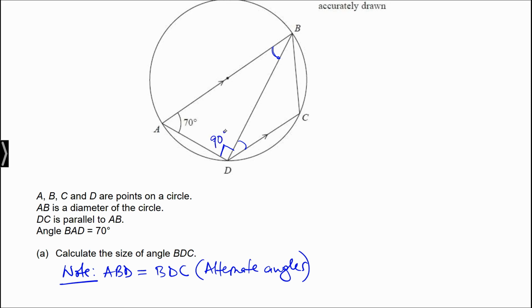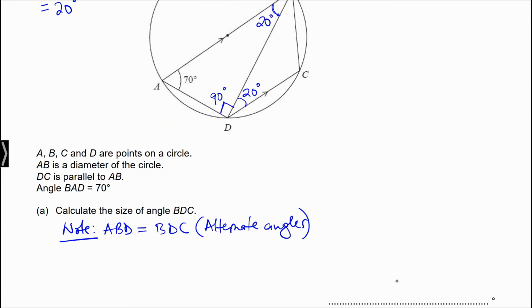This is 90 degrees, which implies that this angle, ABD, will be equal to 180 minus (90 plus 70), which will be equal to 20 degrees. So this will be equal to 20 degrees, which implies that this is also equal to 20 degrees because they're equal. All right, so we have this as 20 degrees.